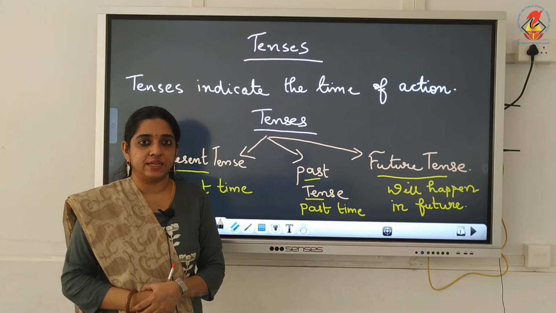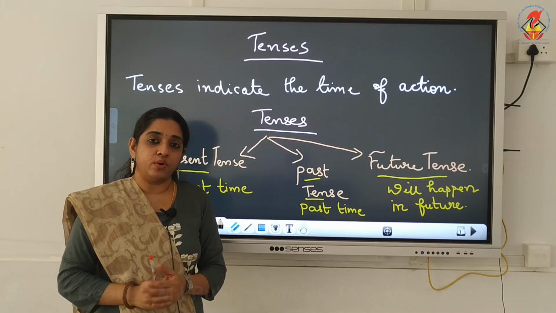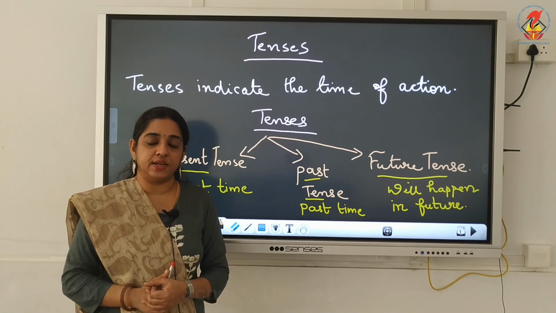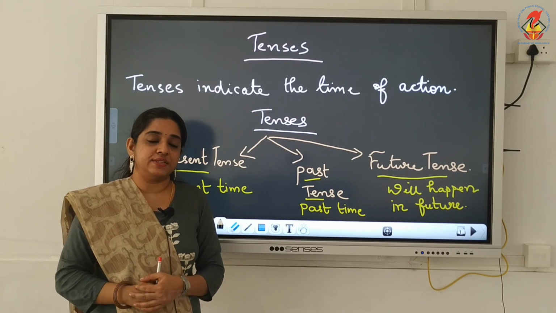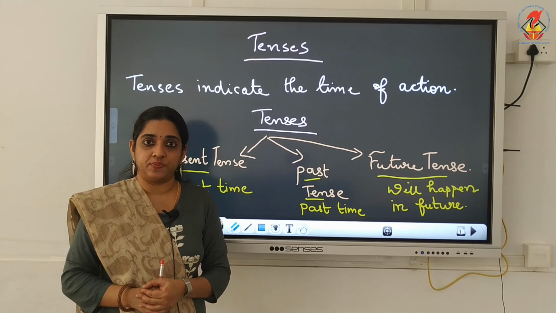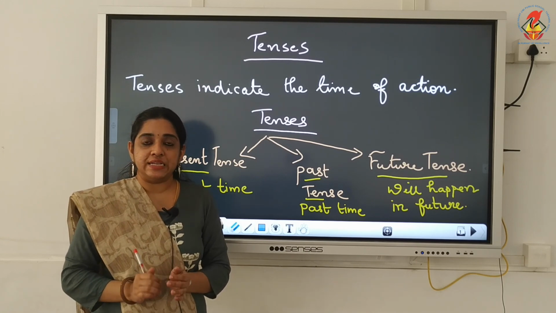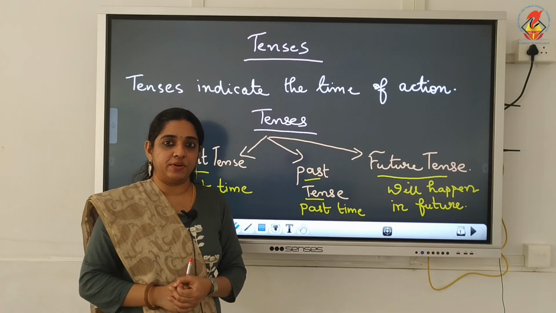What is a tense? A tense means it is a time of an action. By what time the action has happened, that is called a tense. A tense is a very basic unit of grammar in all languages. Okay, in all languages tenses are the basic unit of grammar. So, let us study more about it.